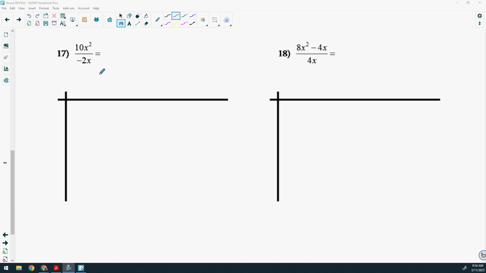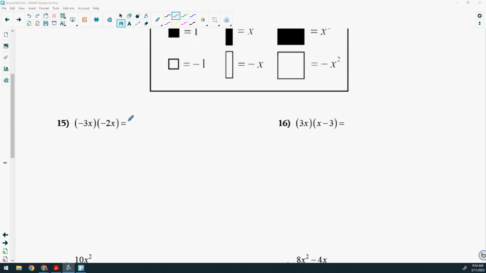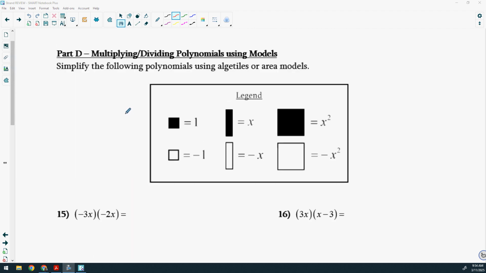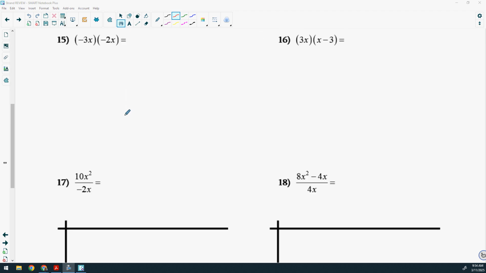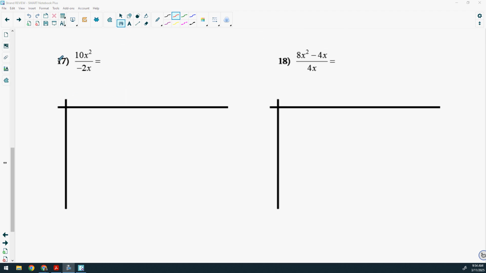Welcome back. Let's try to go through part two. Part one, we left off with multiplying polynomials using algebra tiles. And now we're going to take a look at dividing polynomials with algebra tiles.